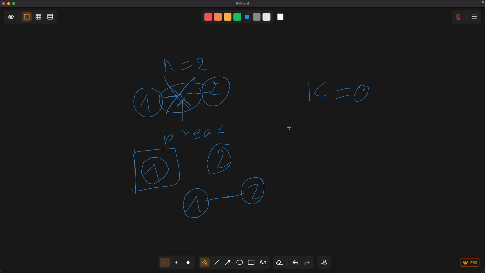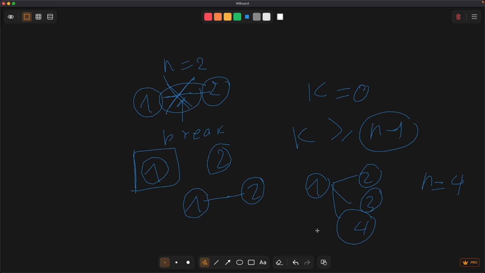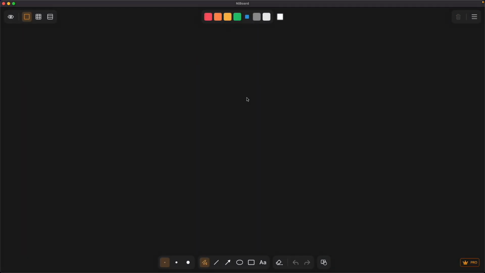So what is the formula? I think the formula is whether k is larger than or equal to n minus 1, because this is the number of bridges that connect to island number 1. I will show it to you. So this is n equal to 4, and we have 3 bridges, and so on. So if k is larger than or equal to n minus 1, our answer is 1. But if not, our answer is n, because we always have a way to visit all islands.